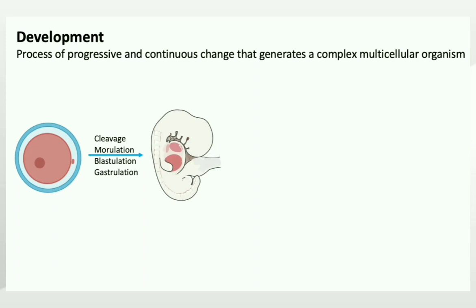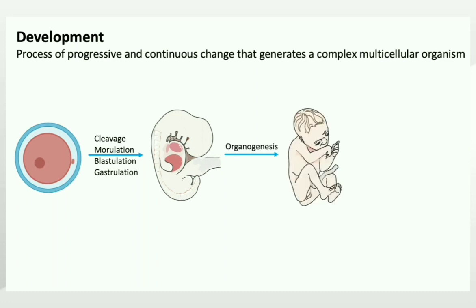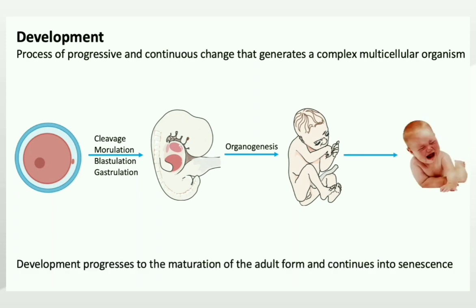The embryo consists of a developing organism prior to birth. In mammals, the embryo refers to the early stages of development until the end of the organ-building phase, known as organogenesis. After this, the developing mammal is a fetus until birth. At birth, it becomes a neonate. And it doesn't stop there. Development progresses to the maturation of the adult form and continues into senescence.